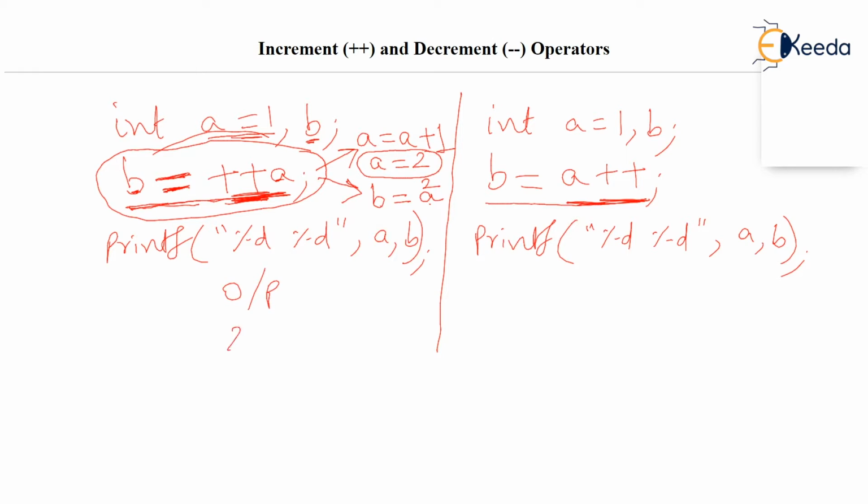Now, very easily, you can read this statement in English as follows. B should become equal to incremented value of A. That means first A should increment by 1, and whatever that incremented value is should be stored by B. That's why this plus plus is known as prefix. First increment and then store the value in B.